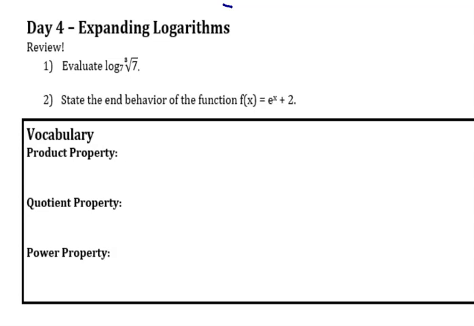Everyone, welcome back, and we will be working on this unit. We are on day 4 of unit 10. We're talking about logarithms. Again, the opposite of what we were doing before break, exponents.